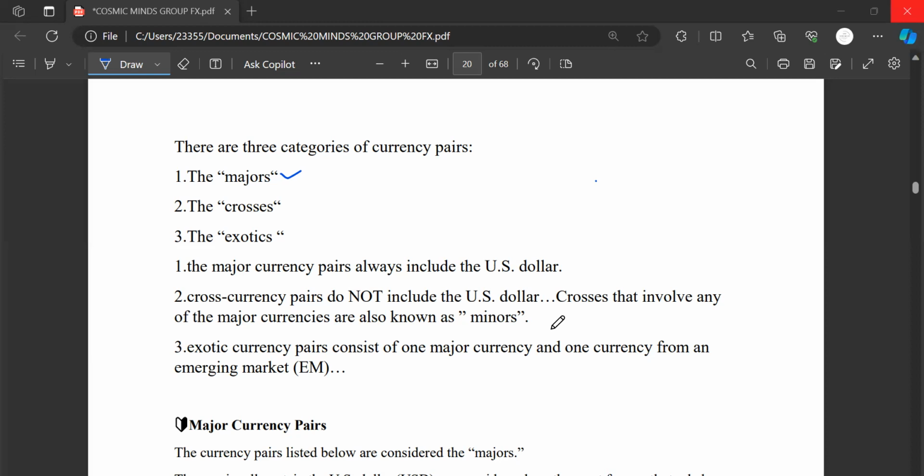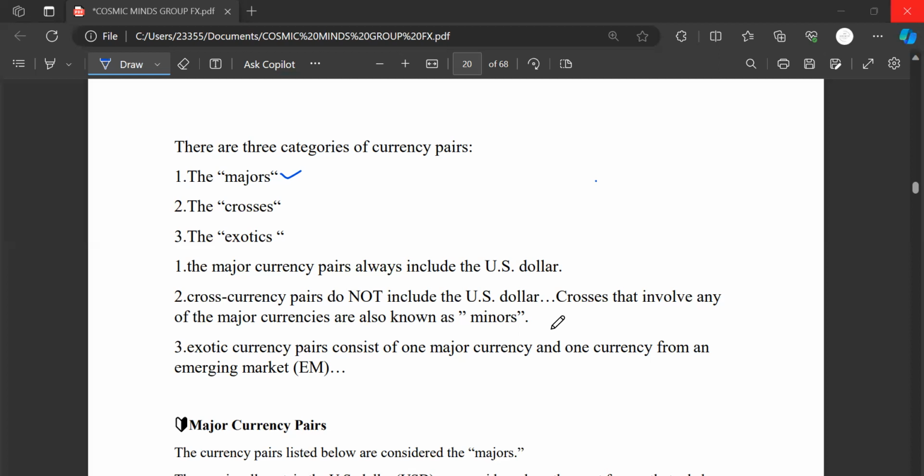In the previous part, part one, we treated the major currencies, and then we did the major currency pairs. We touched on that. Now in this part, we have about three categories of currency pairs: the major currency pairs, which we have touched on, then we are going to the crosses, and then we move to the exotics.